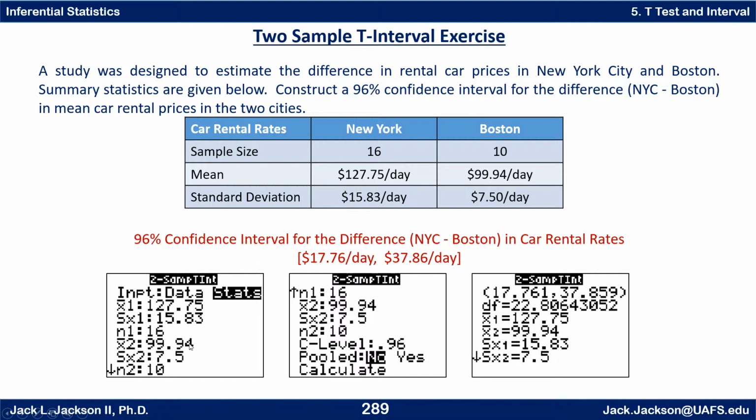16 is our sample size. That's for group 1, which is New York. Do the same thing for group 2, which is Boston here. Go on down. Confidence level is 0.96. That's given. Choose no for pooled. Calculate. And there's your interval. So we have this is between $17.76 and $37.86 is the difference in price in New York. New York is that much higher than Boston, according to this particular data.